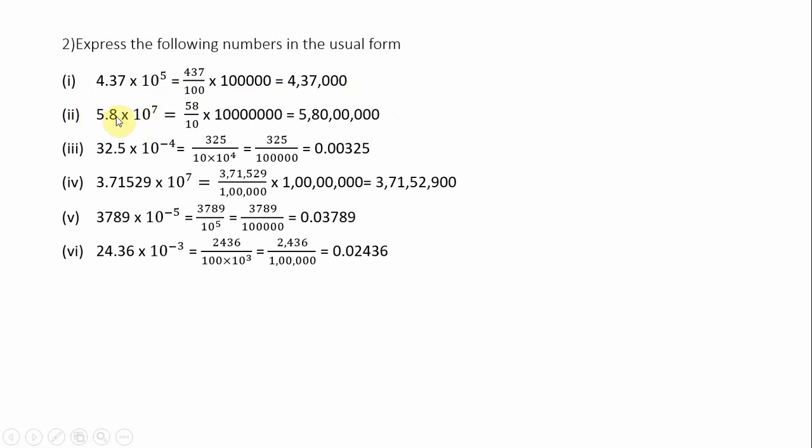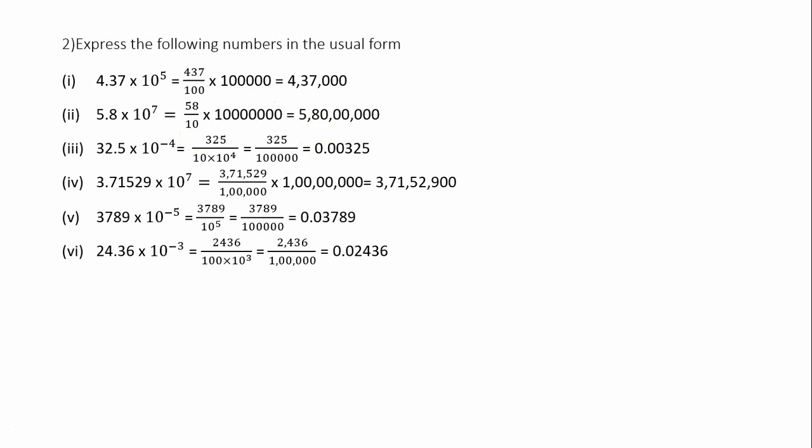That's all. Now 5.8. So 5.8, eliminate the decimal. As you have a single digit after the decimal, we will be writing 10, and 10 to the power of 7 is given to you, so 7 zeros. The 10 and 10 get cancelled. And in the answer, you can see 6 zeros along with this 58, right? It becomes 5 crores 80 lakhs.